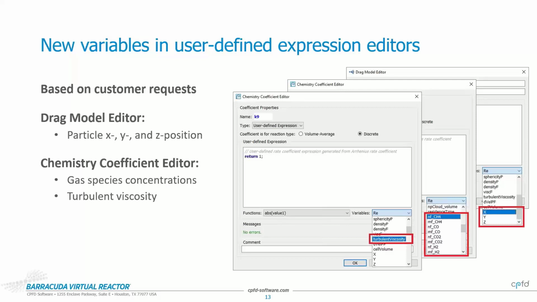And then also we added a variable called turbulent viscosity to the coefficient editor. And we're thinking that this should be useful for people who are modeling chemistry that should have some sort of turbulent mixing limitation that could affect the reaction rates.